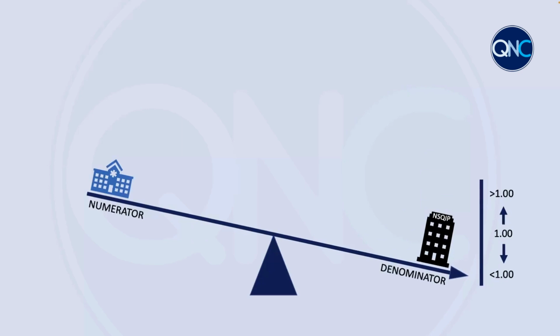Of the 3 scenarios described, you can probably guess that every facility's goal is to have their odds of a negative event less than the odds of the average NSQIP hospital, or an odds ratio less than 1. Let's look at some examples.